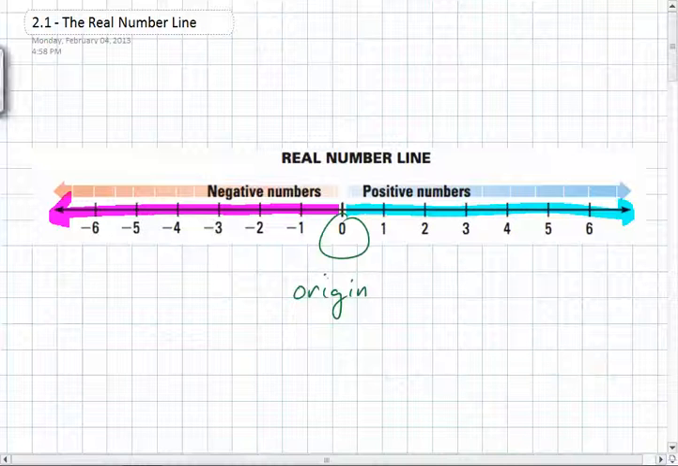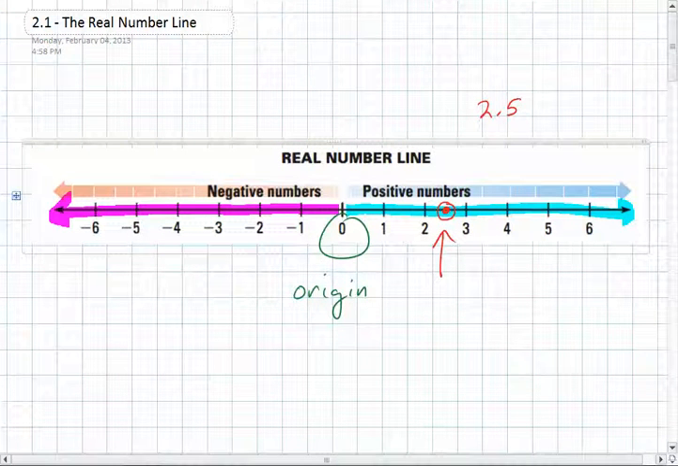If you had a number such as 2.5 and you wanted to find where it lives on the real number line, you would be plotting the graph of 2.5. 2.5 is exactly halfway between 2 and 3, so we would place the point, the graph of 2.5, we would plot it right here. The most important numbers that we'll be working with are integers.